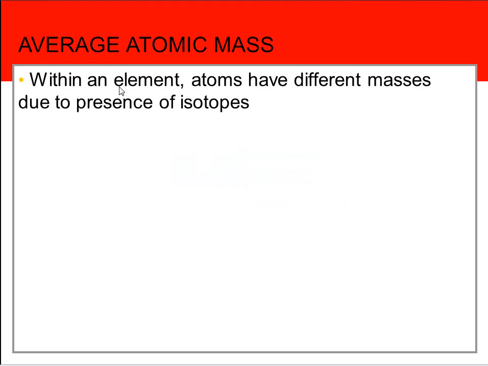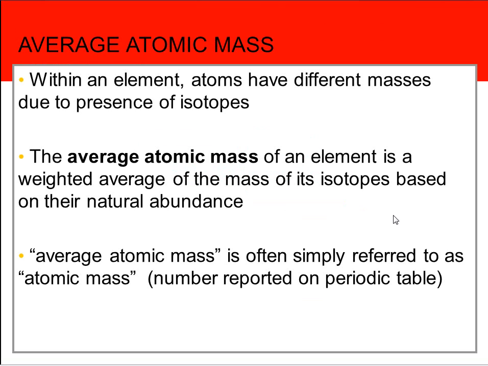So within a sample of an element, the atoms will have different masses due to the presence of isotopes. And so we can get an average atomic mass, which is a weighted average of the mass of the isotopes based on their natural abundance. And oftentimes we refer to average atomic mass simply as atomic mass, and that's the number reported on the periodic table.